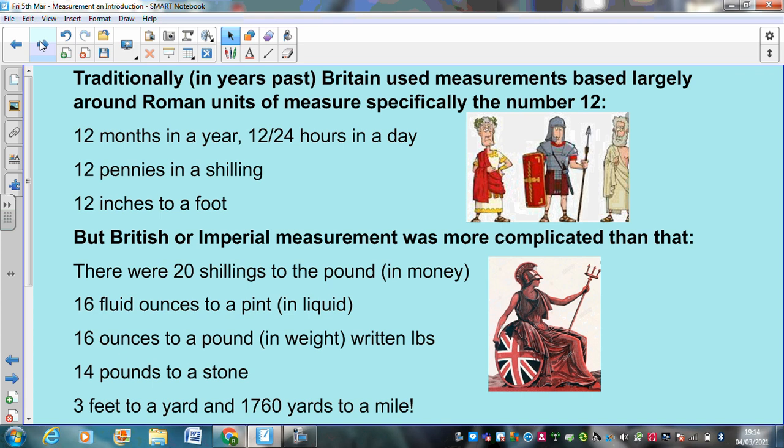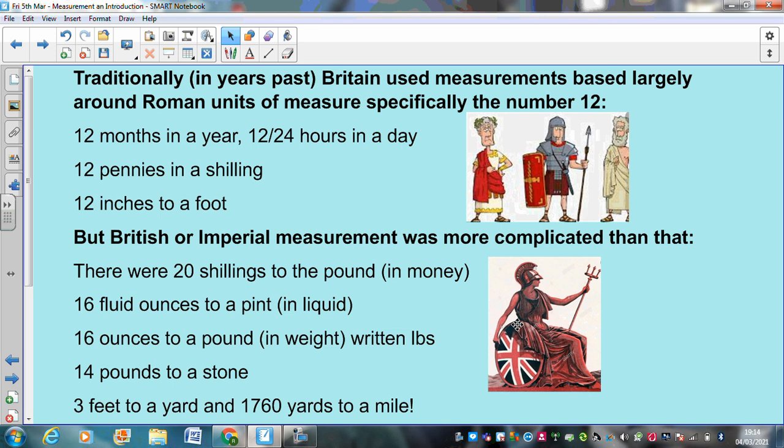And that's just a few of the units of measure you might have seen in your experience. Now, traditionally, that's in the past, Britain used measurements based largely around Roman units of measure, specifically the number 12. So there are 12 months in a year, 12 or 24 hours in a day. There were 12 pennies in a shilling, and there were 12 inches in a foot. But the British, or we call that imperial measurement because of the British Empire, this is Britannia, the goddess Britannia down here with the Union flag.